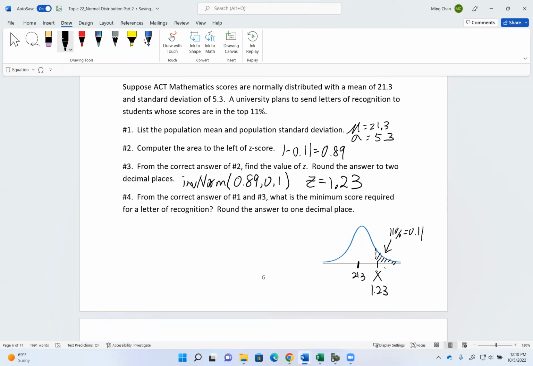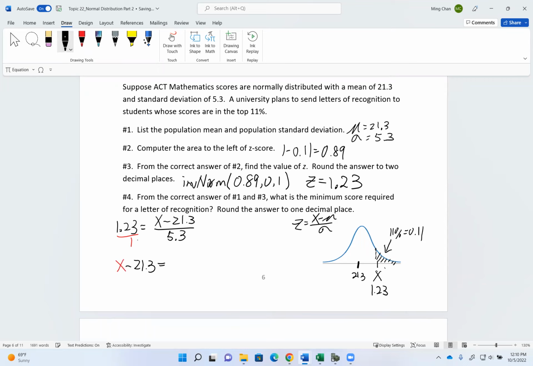So again, using that formula, z equals x minus the mean divided by standard deviation. I got z-score 1.23. Set it equal to the random variable x, which is what I'm looking for, that score that will determine the top 11%, minus the mean, divided by the standard deviation, which is 5.3. All right, so use that cross product technique again. I normally start diagonally with what my variable is. 1 times those two terms is still going to be x minus 21.3.